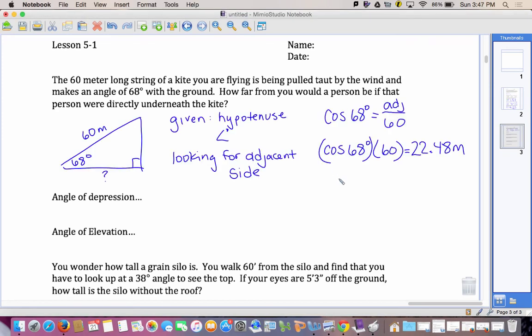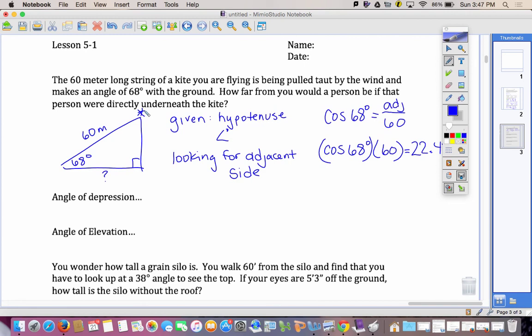Okay, so I am given that I have a 60-meter long string of kite, which would be my hypotenuse, because it's being pulled taut. And I'm told that the angle is 68 degrees. And I'm asked how far would the person be if they were directly underneath the kite. So my kite is up here, and so I'm looking for this distance here. I'm given the hypotenuse, and I'm given my angle, and what I'm looking for is my adjacent side.